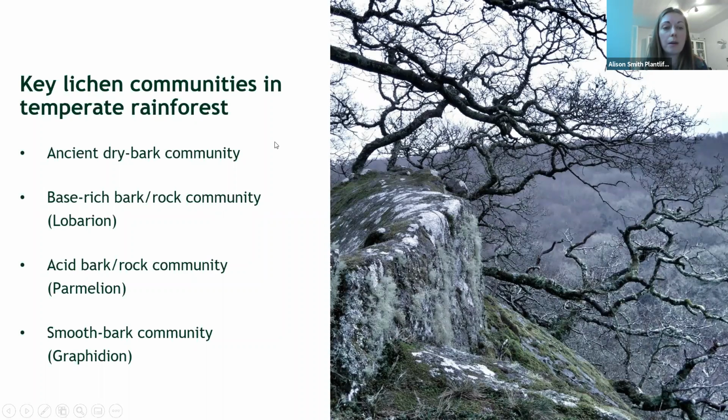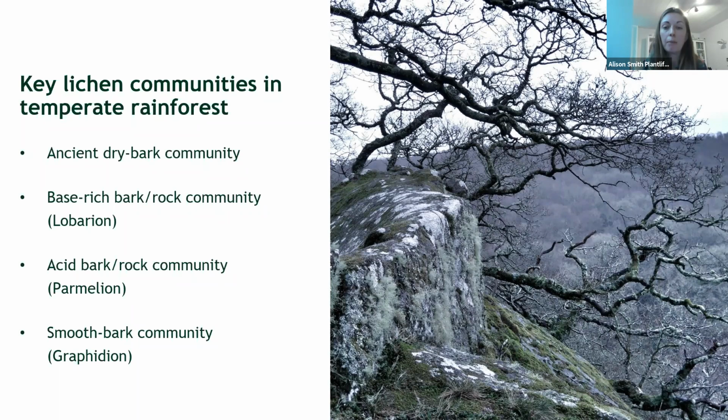These are some of the key lichen communities that we find in temperate rainforest. And I'm just going to talk to you about these 4 communities. These are 4 communities that we find across the UK's temperate rainforest. There are others as well, but I'm just going to talk to you about these 4 and give you an idea of where you find them and the sorts of lichens that you might find growing there.